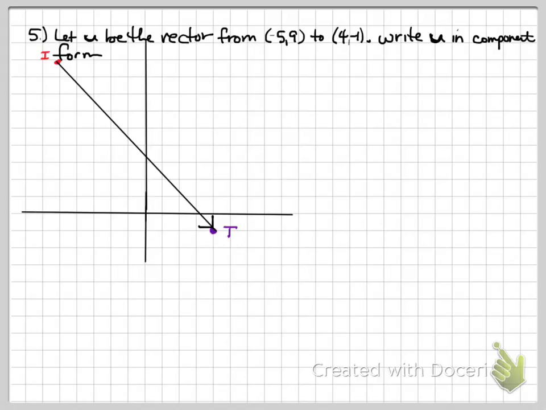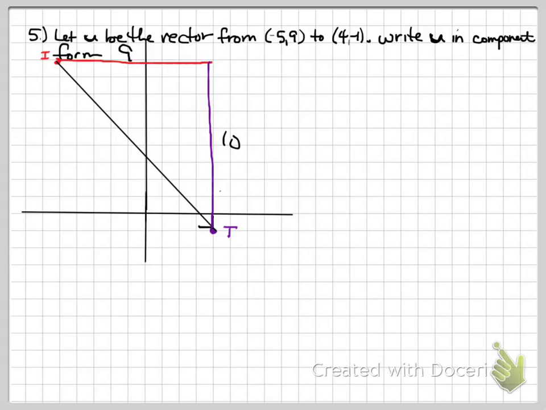Okay. Now to find it in component form, I am going to basically make like a right triangle. Okay, so I'm going to connect them. So I'm going to get my horizontal component going right here, and my vertical down here. And I could count the boxes if I wanted, and I get 1, 2, 3, 4, 5, 6, 7, 8, 9. And then counting down 1, 2, 3, 4, 5, 6, 7, 8, 9, 10.